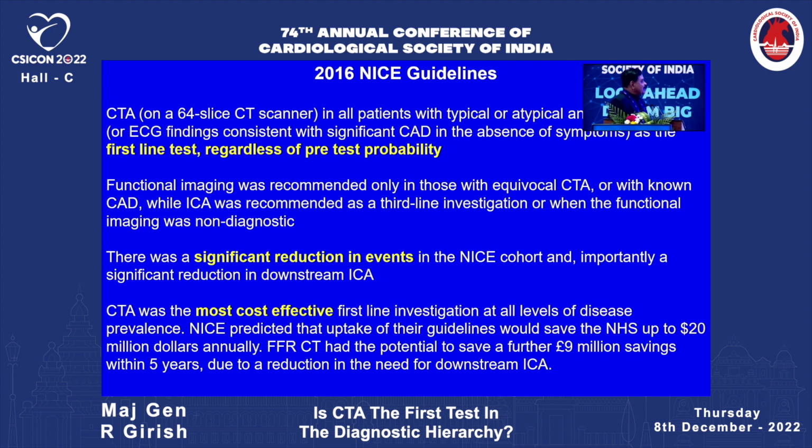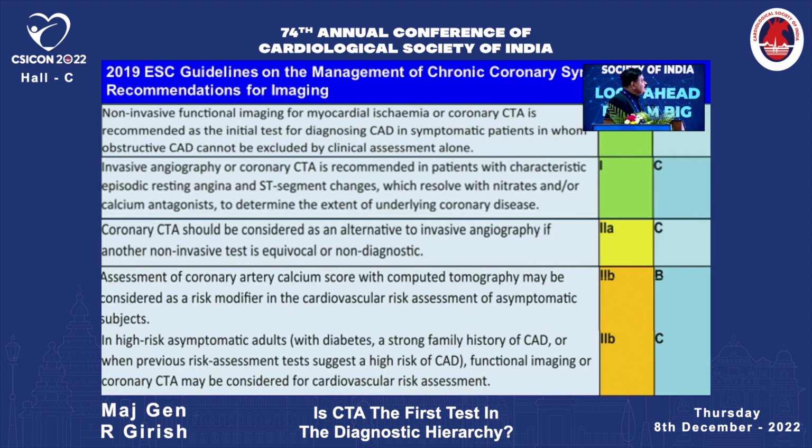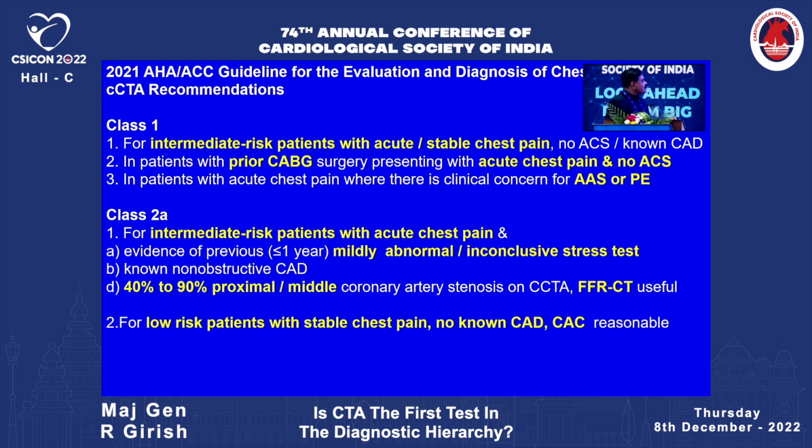2016 NICE guidelines recommended CTA as a first test regardless of pretest probability. There was significant reduction in the events in the NICE cohort. Besides, CTA was the most cost-effective first-line investigation. 2019 ESC guidelines gave a 1B status for evaluation of chest pain in whom CAD could not be conclusively excluded by clinical evaluation, and also for vasospastic angina, and 2A as an alternative for stress imaging, and 2B for estimation of coronary calcium score, and also for evaluation of high risk but asymptomatic adults who we had just discussed.